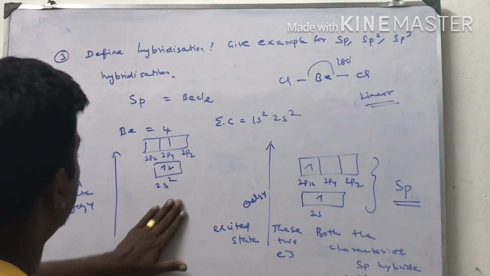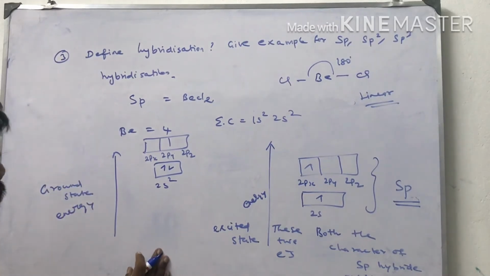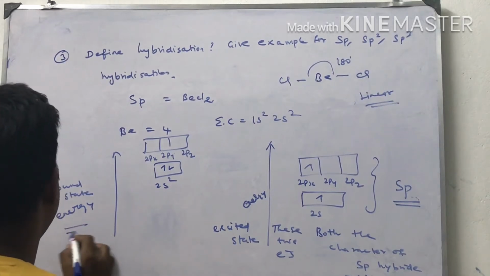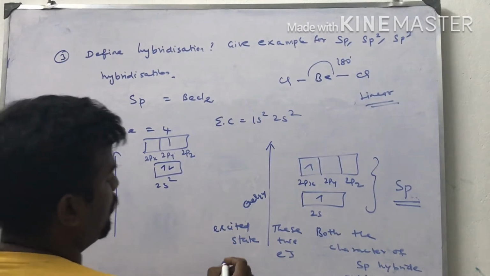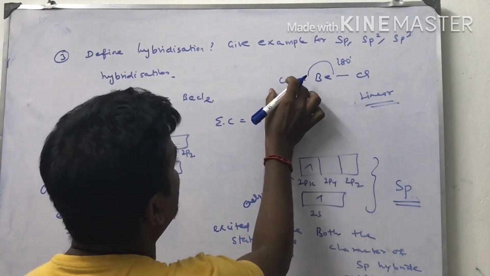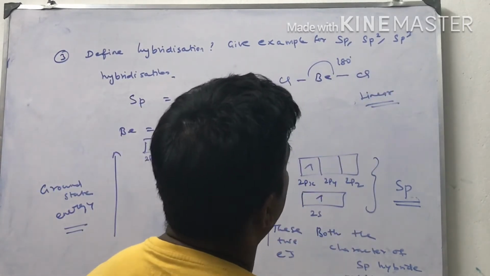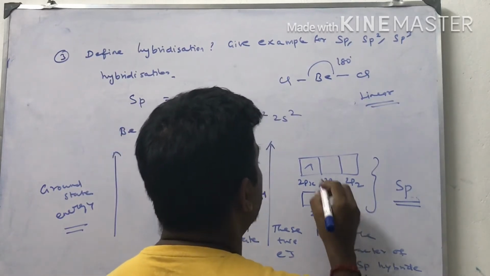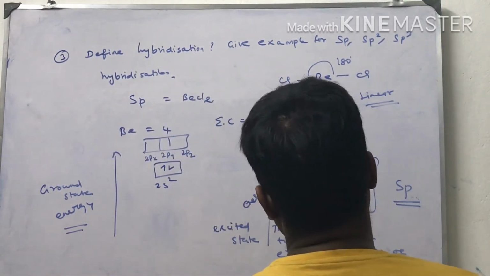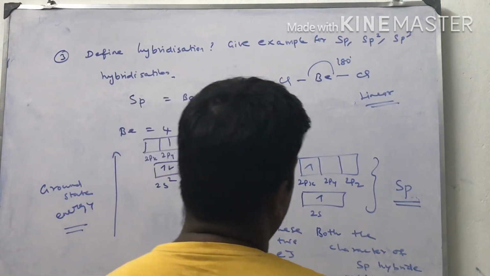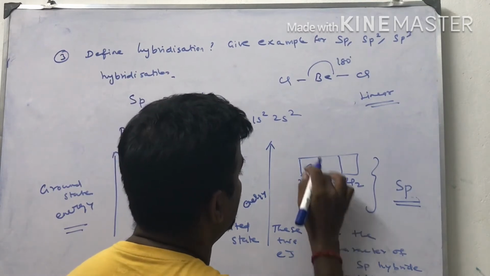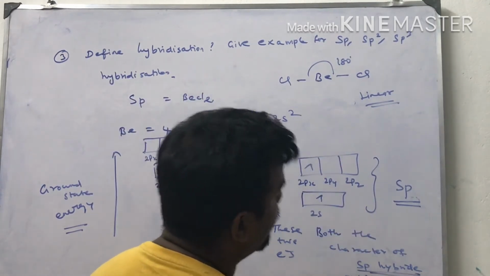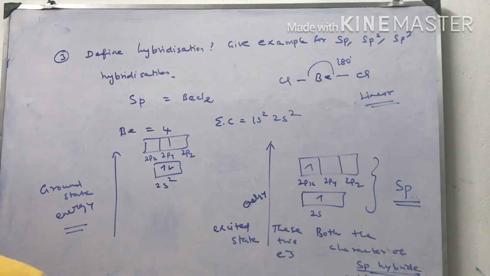It would give confusion, so we don't write the 1s orbital. 2s2 is the inner shell configuration. In the ground state, 2s2 is present. In the excited state, the chlorine atom will disturb the beryllium atom, so one electron from the 2s is promoted to the higher energy level. Then a new set of orbitals is formed, that is sp hybrid orbitals. These two electrons have both the character of sp, so it is an example of sp hybrid orbital.